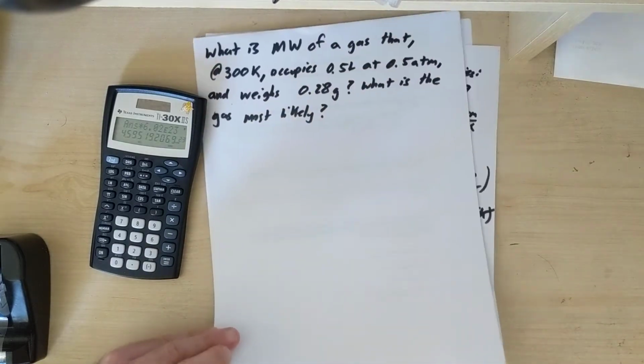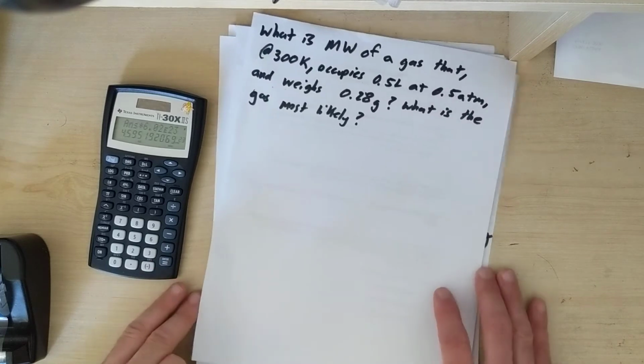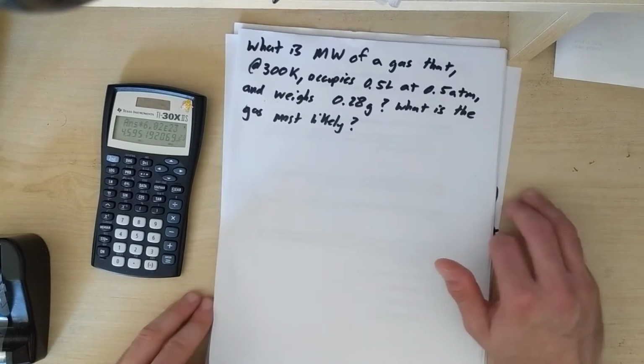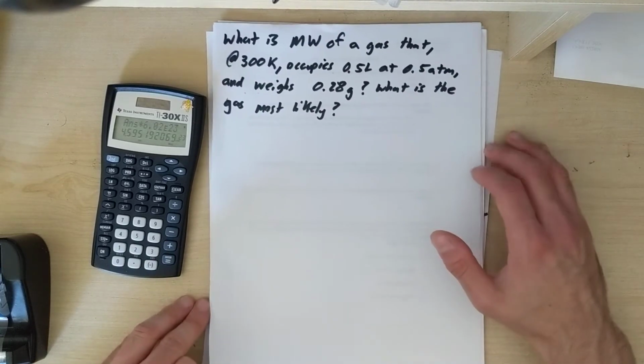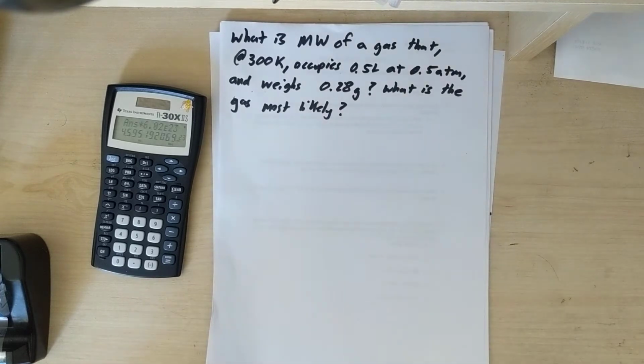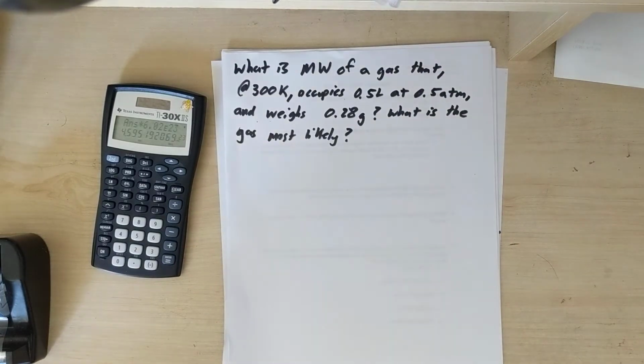So our next problem is this. What is the molecular weight of a gas that at 300 Kelvin occupies 0.5 liters, 0.5 atmospheres, and weighs 0.28 grams? So it's a lot of information about this gas, but that is going to be plenty of information for us to be able to solve this problem.